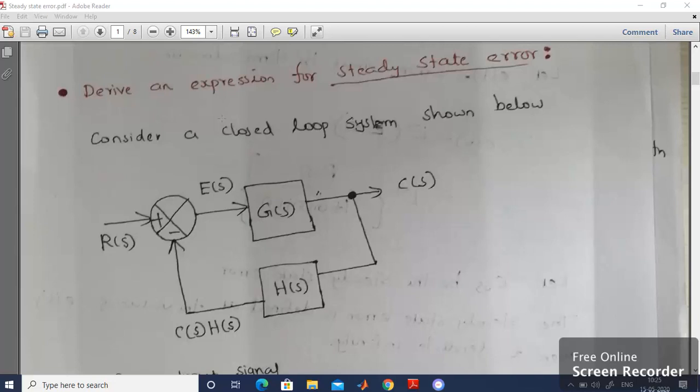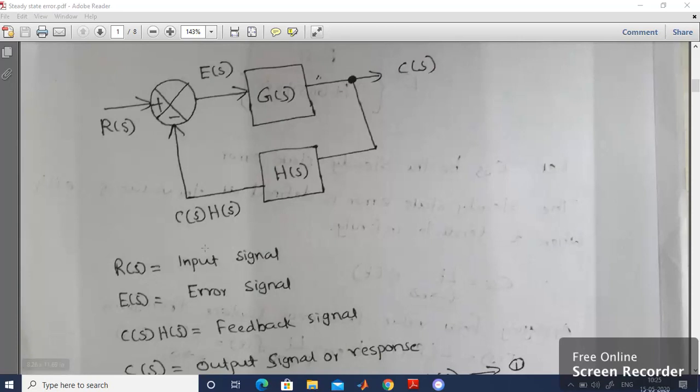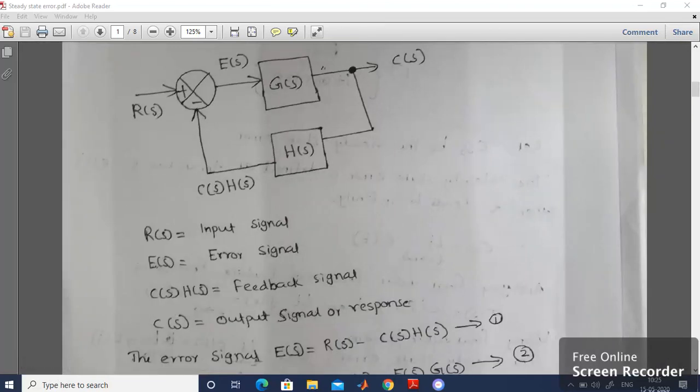You have to consider a closed loop control system shown below. We have input R(s), and C(s) is the output or response. Then E(s) is known as the error signal, and C(s) times H(s) is known as the feedback signal. Now by looking at the diagram, we can write an expression for the error signal E(s), that is equal to R(s) minus C(s) into H(s). Why? Because this is a summing point. One input is R(s), another input is C(s) into H(s).